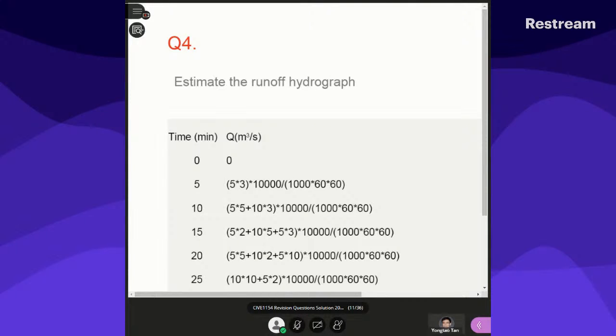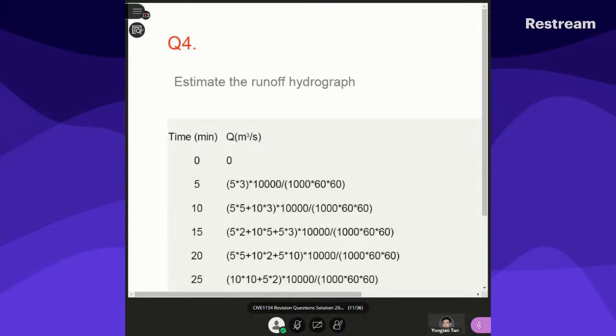So this is the estimated runoff hydrograph. As I mentioned at first, you need to convert the total contributing area to the contributing area for each time interval. Then you use the time area method to calculate. For example, at T0 of course the runoff is 0. At time 5 minutes, the contributing area is 3 hectares.